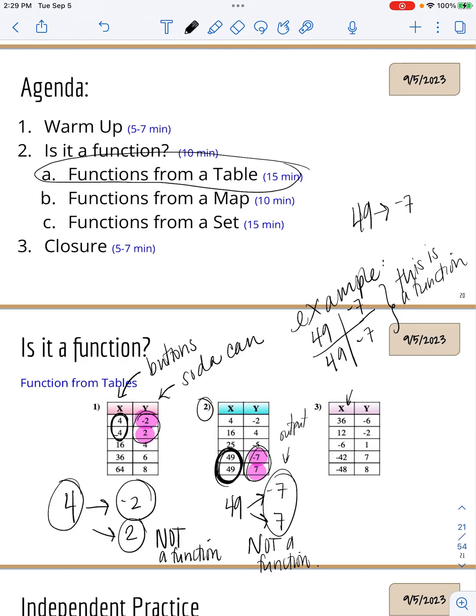Again, I'm looking for repetition. 36, 12, -6, -42, -48. No repetition, so that means this is a function, because for every button in the X or for every input, there's exactly one output. So again, let me repeat that. I only care about the repetition in the X. I don't care about repetition in Y. Okay? I only care about the repetition in X. Because there's no repetition, that means it is a function.